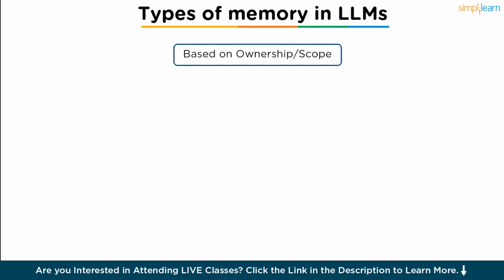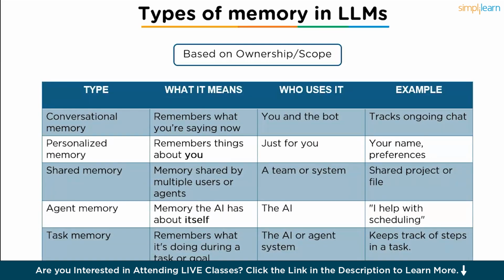Let's move on to the types of memory in LLMs. There are two ways you can distinguish them. One is based on ownership and the second is based on duration. Memory in LLMs can be categorized by ownership or scope, showing who uses the memory and how. For instance, we have conversational memory, which keeps track of ongoing chats, helping both you and the bot maintain continuity.